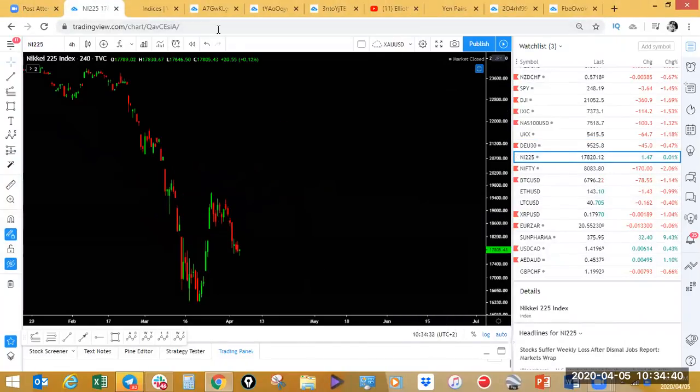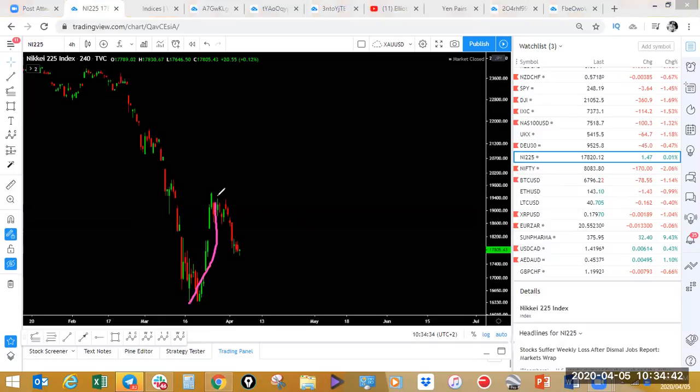NIKKEI showing a pullback. So we've got a pulsing move here on the NIKKEI. Looks like another pulsing move. 1, 2, 3, 4 waves so far here. Let's show those 4 waves. 1, 2, 3, 4, 5, and possibly a deeper pullback to complete this.